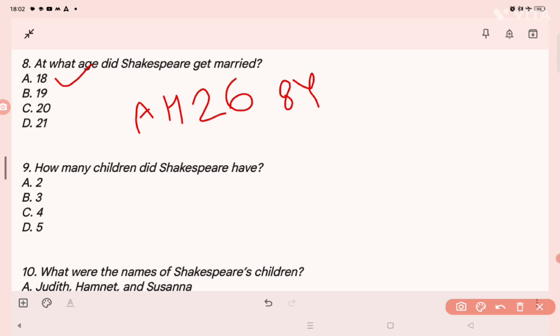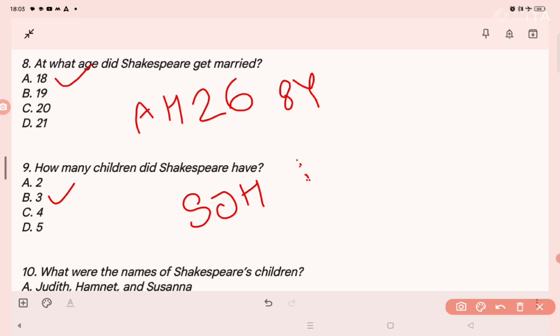How many children did Shakespeare have? Option 3. Susanna, Judith, Hamnet. Shakespeare had three children.